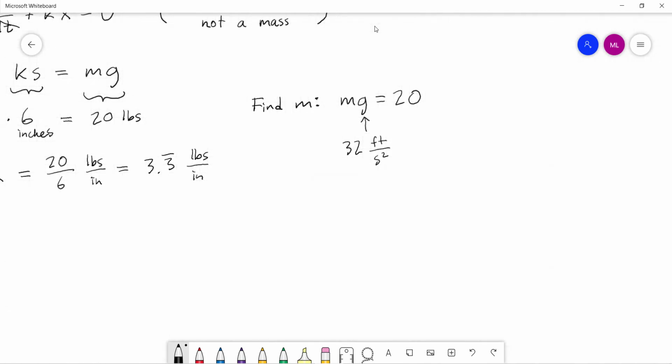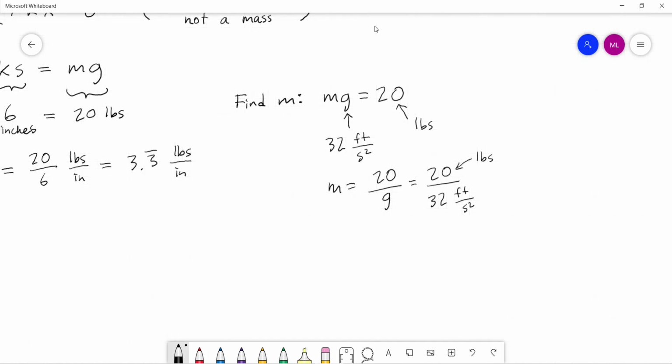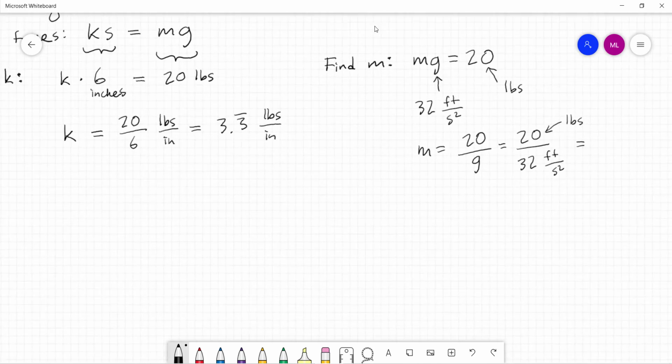So to solve for m, same thing. m is just going to be 20 divided by g, which is 20 divided by 32 feet per second squared. And the 20, again, had units of pounds. So we have pounds divided by 32 feet per second squared, and you can get the coefficient for whatever this winds up being, which again, I don't have a calculator on me right now, so I'm not going to be able to do this one in my head, but whatever decimal you get out of that.